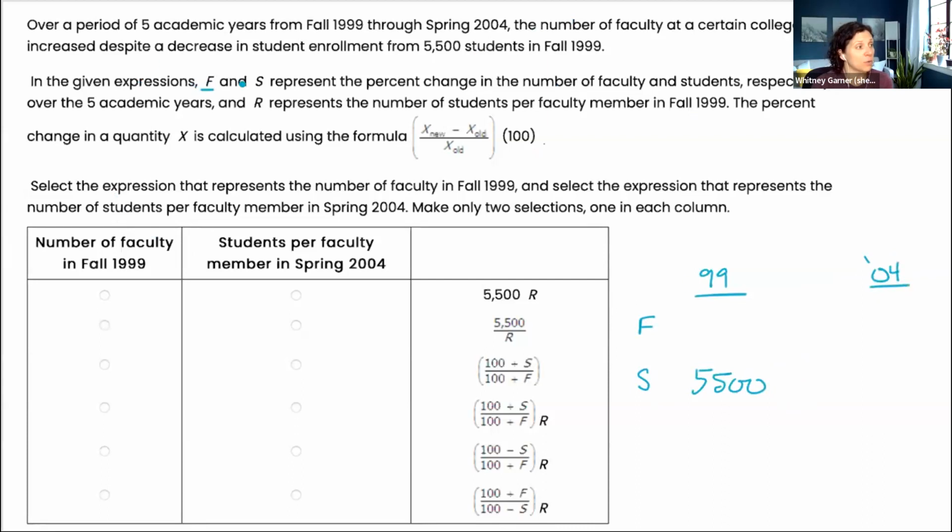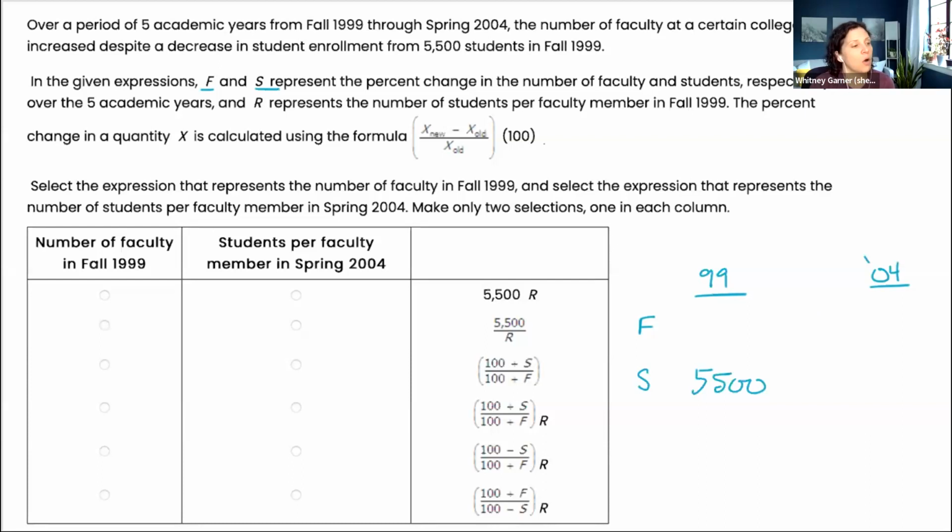F and S represent the percent changes of faculty and students. And so there's some number here. I don't know how many there are. They're going to decrease by some number or increase by some number for faculty and decrease by some number for students. Given that there's literally nothing given to us at all, we can absolutely just start picking any numbers for anything. Any numbers we want, which is really kind of nice.